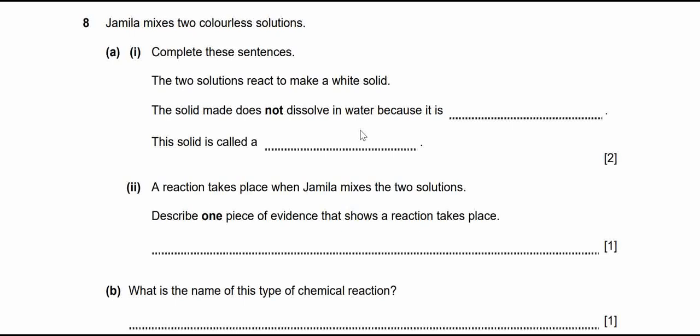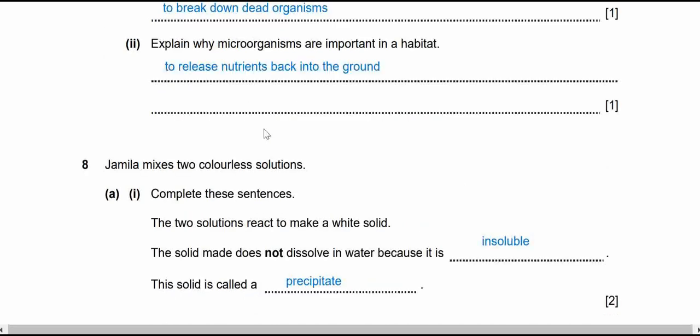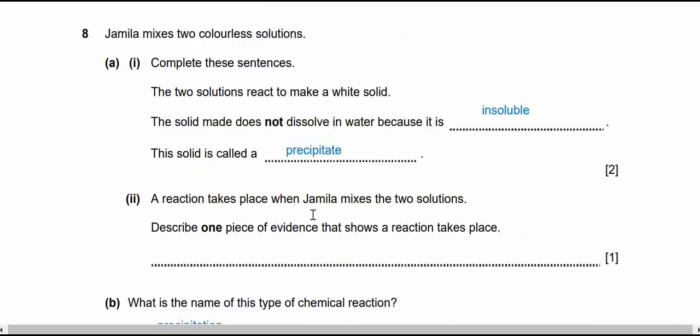Alright guys, so it's time up, so let's open up the answer for 8A part 1. The solid made does not dissolve in water because it is insoluble. The solid is called a precipitate. Next, 8A part 2. A reaction takes place when Jamila mixes the two solutions. Describe one piece of evidence that shows a reaction takes place. So, you have to see information from up there. You've got 10 seconds from now.